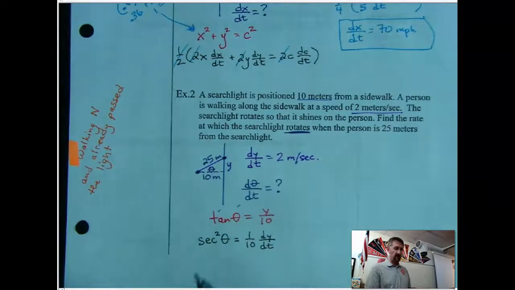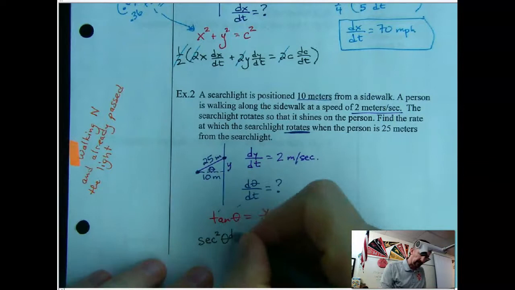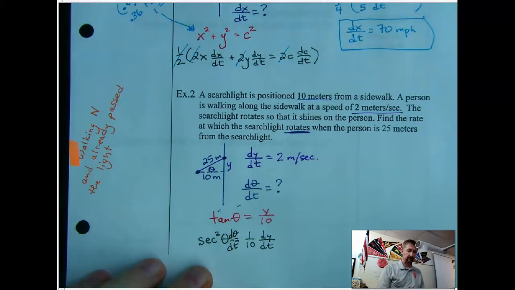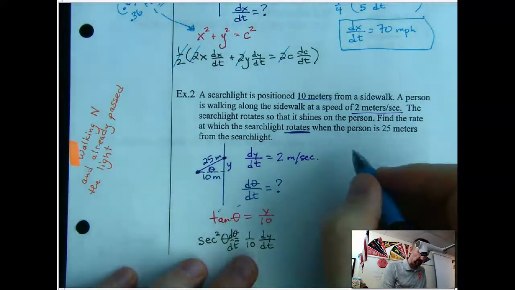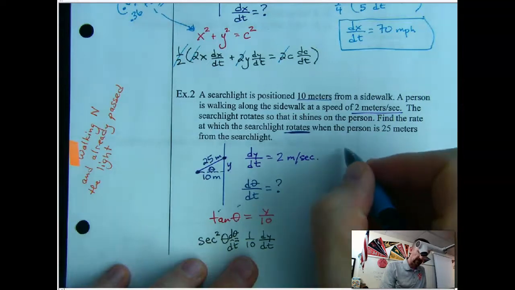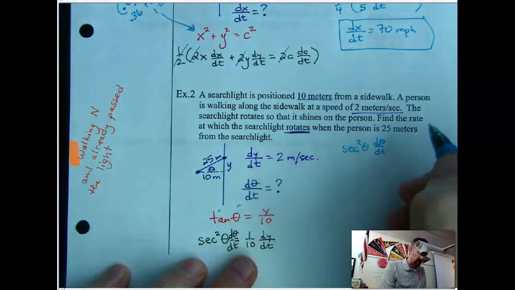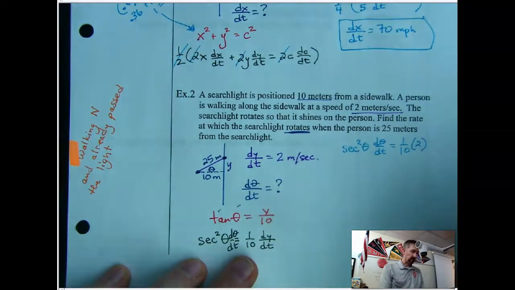Okay, so we have dy/dt. Oh, I left off dθ/dt. That's awkward. At least I caught it. All right. So this part is easy. dy/dt is 2 meters per second. So we've got secant squared theta times dθ/dt equals 1/10 times 2.